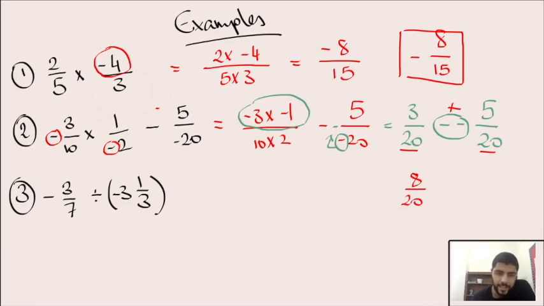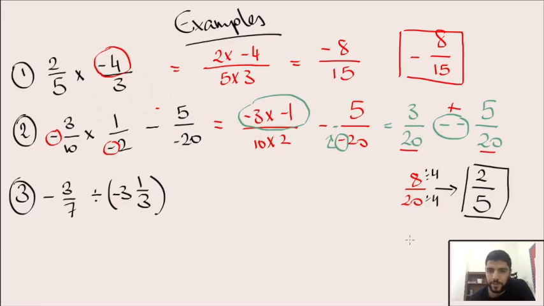Now, in this case, we're not done yet. 8 and 20 are both even, and they're both divisible by 4. So we can divide each of them by 4, and we'll get 2 over 5. 8 divided by 4 is 2. 20 divided by 4 is 5.